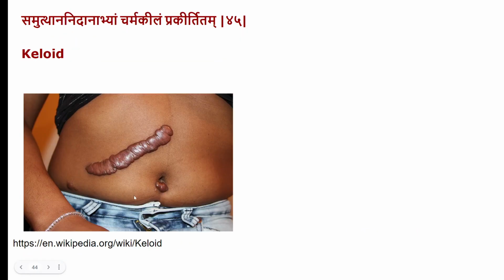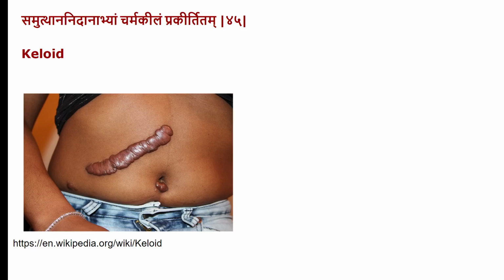Then comes the Charmakila. Charmakila is produced as a complication of Vrana, in the healing of the Vrana. Sushruta has mentioned: samutthana nidanabhyam charmakilam prakirtitam. Charmakila is one of the upadravas of the Vrana. In the context of the Vrana, this is described, and that's exactly what we call a keloid or hypertrophied scar.